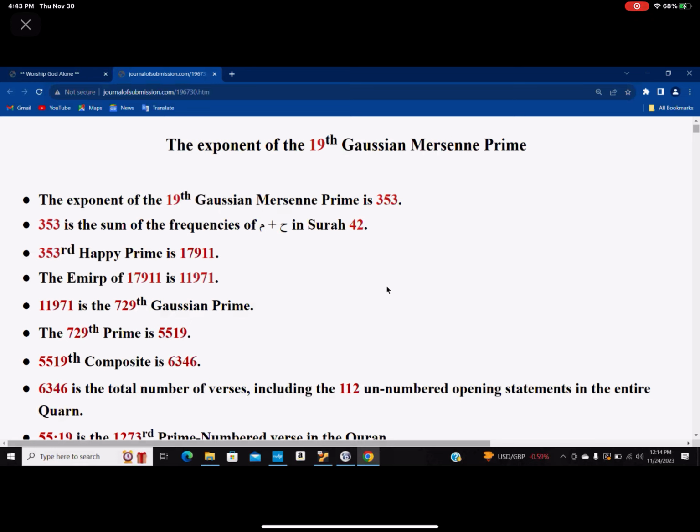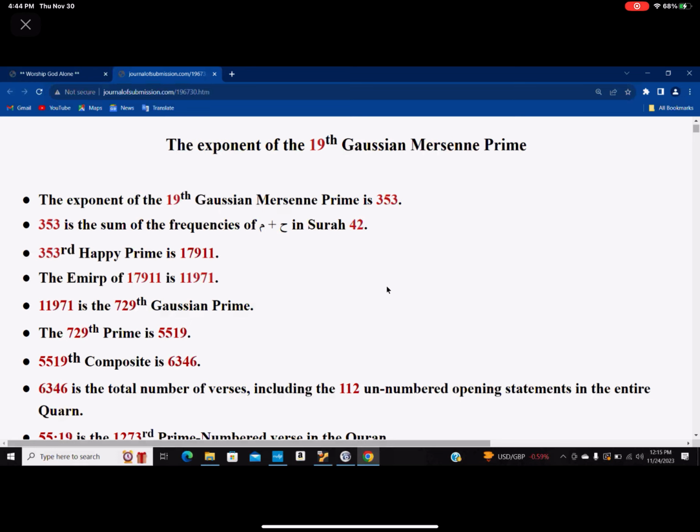6346 happens to be the total number of verses, including the 112 unnumbered opening statements, in the entire Quran. Okay? Remember, there are 6,234 verses that are numbered. There are 112 of them that are not numbered, and those are the Bismillah ar-Rahman ar-Rahim, and they are unnumbered. So if you add 112 to 6234, you're going to get 6346, and that's what this generates here. Okay? That's what 353 actually generates. It happens to be the exponent of the 19th Gaussian Mersenne Prime.